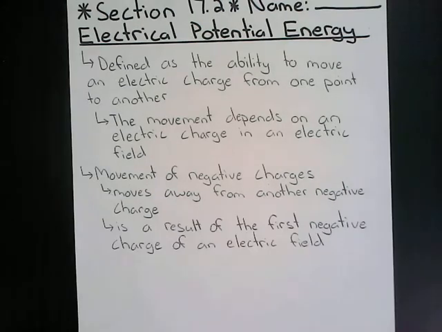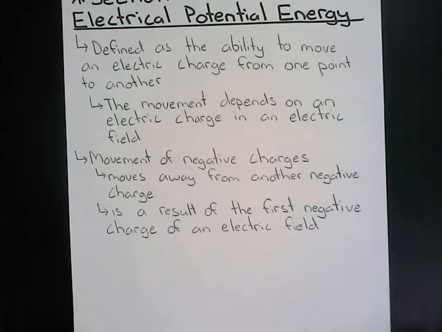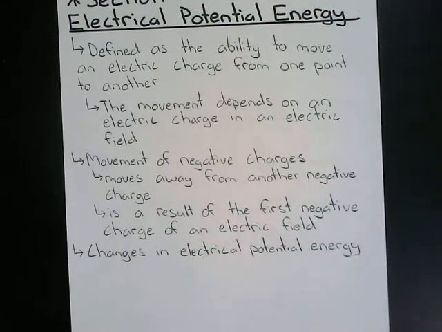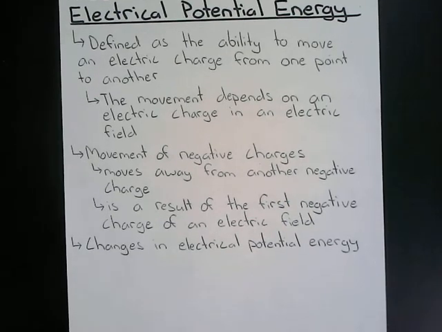So now that we understand the movement of current and specifically the movement of negative charges, we can talk about changes in electrical potential energy. We have to know that the electrical potential energy is going to decrease when a charge repels another charge, and this is because the electric field of one charge does work on the other charge.